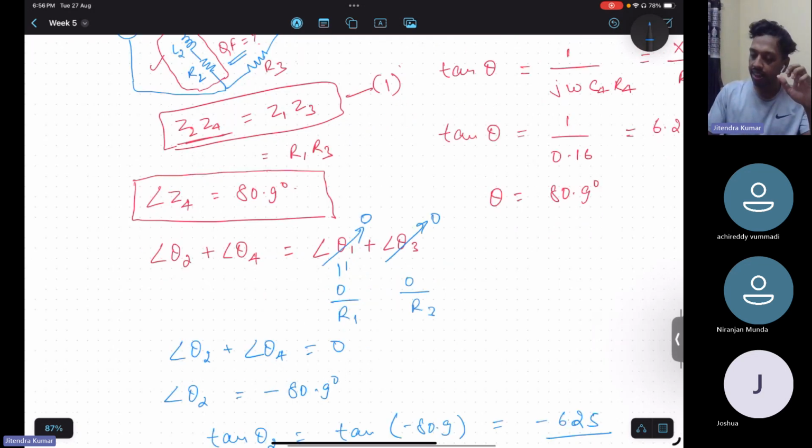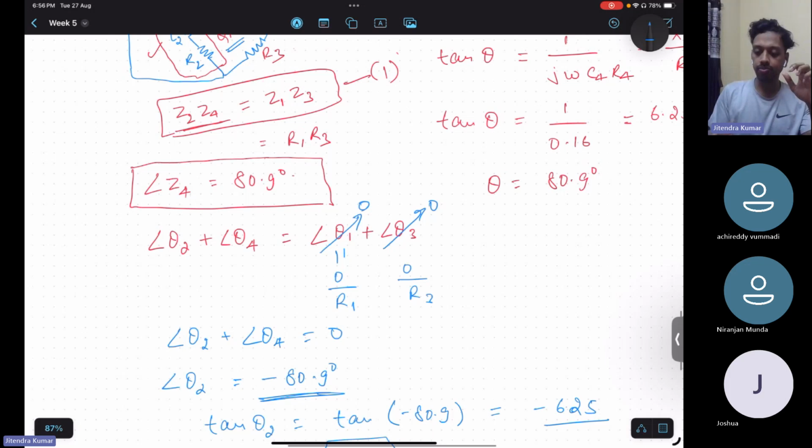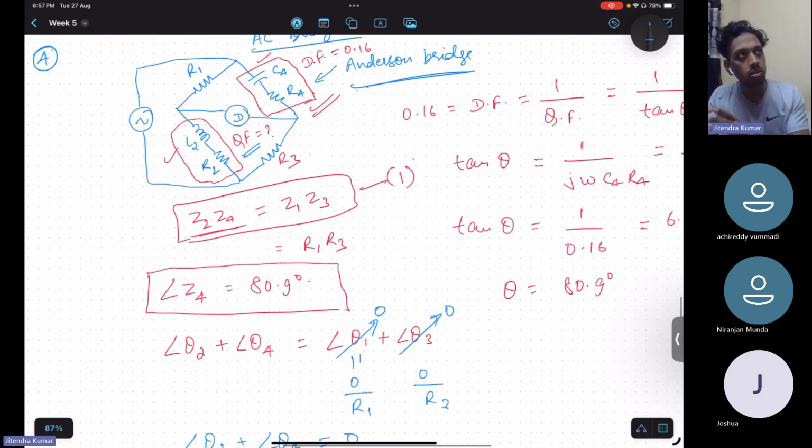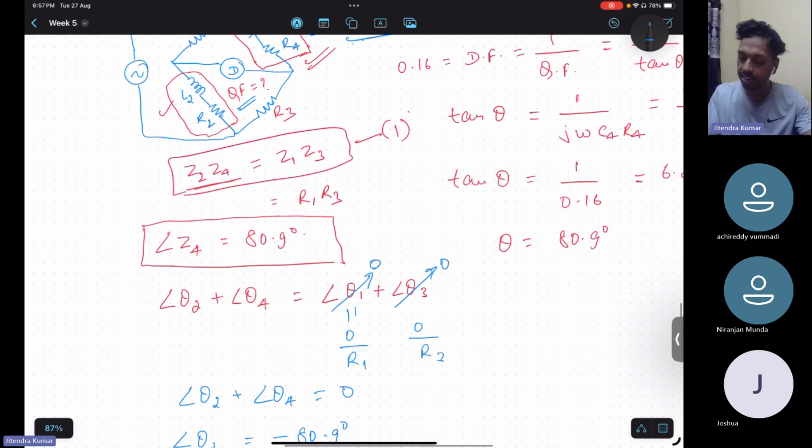That is why this negative sign is coming here, because had there been similar elements, like inductance and resistance on one side and also inductance and resistance on the other, it would have been positive. But here it is indicating that one branch has the combination of resistance and capacitance, and the other branch has the combination of resistance and inductance. So that is why this negative sign is coming here.